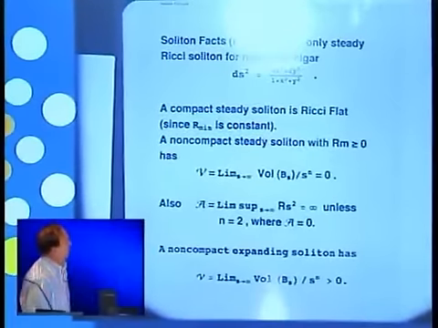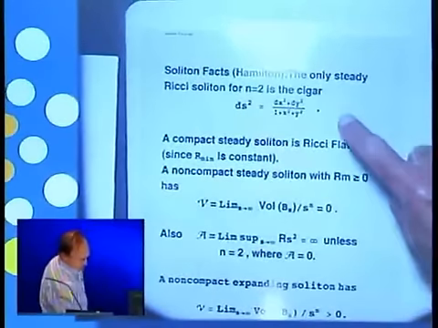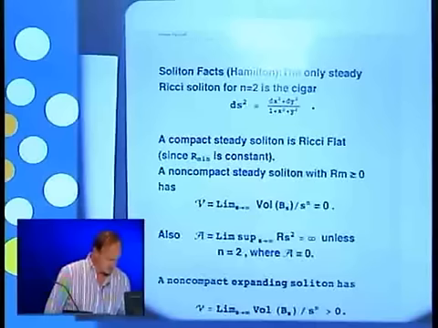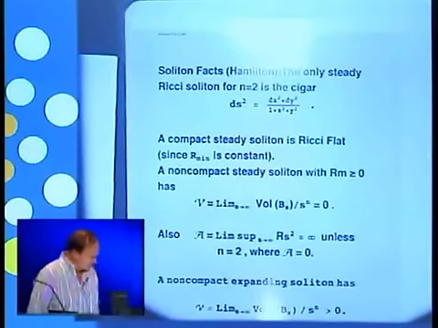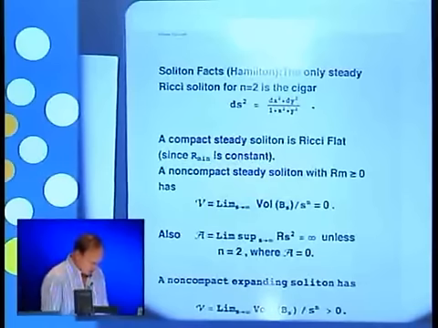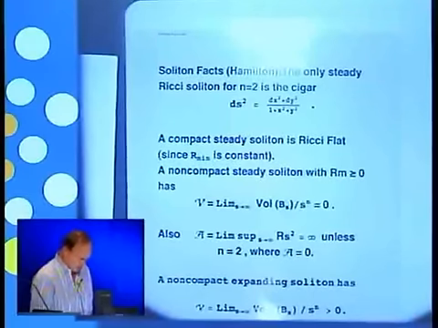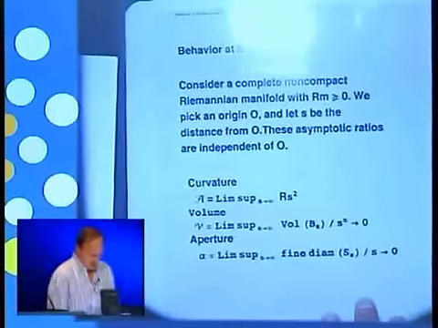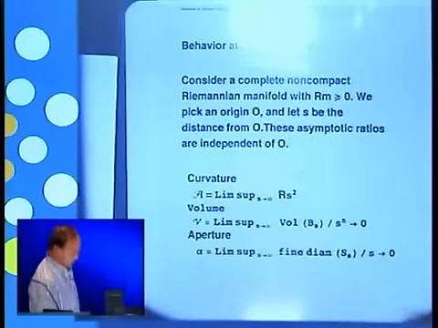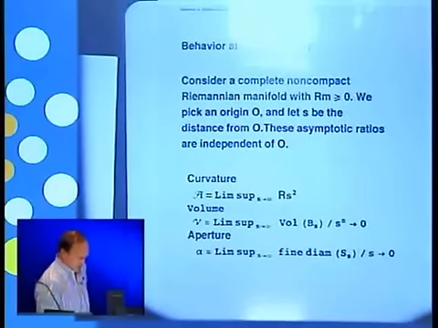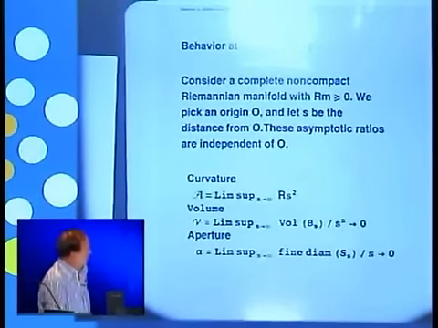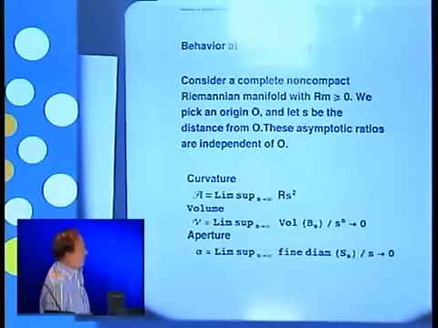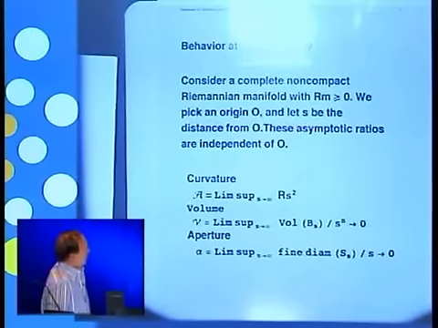Here's a few miscellaneous facts about solitons that I can refer to later. The first is this cigar, and it has a nice form. And the second is that if you have a non-compact steady soliton with non-negative curvature, then its asymptotic volume ratio is 0, and its asymptotic curvature ratio is infinity, except in 2 dimensions where it's 0. I should define these terms. The asymptotic curvature ratio is the limsup of the curvature times the distance from an origin squared. The volume ratio is the limsup of the volume of a ball of radius s over s to the n. And the aperture is the limsup of the fine diameter of the sphere of radius s over s.